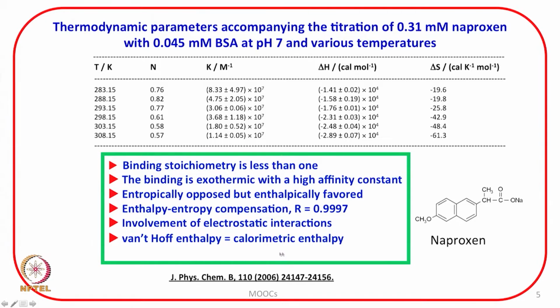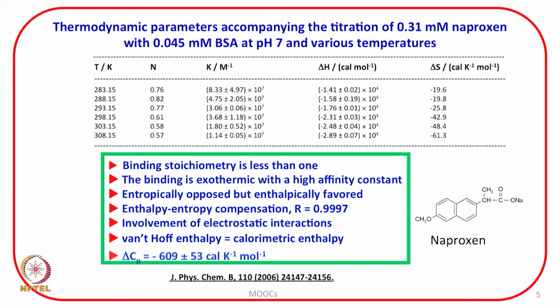Van't Hoff enthalpy is equal to calorimetric enthalpy. How do you calculate van't Hoff enthalpy? We use the temperature dependence of binding constant and calculate the van't Hoff enthalpy. In this particular case, what was observed is the van't Hoff enthalpy calculated from the temperature dependence of binding constant is equal to calorimetric enthalpy at a given temperature.